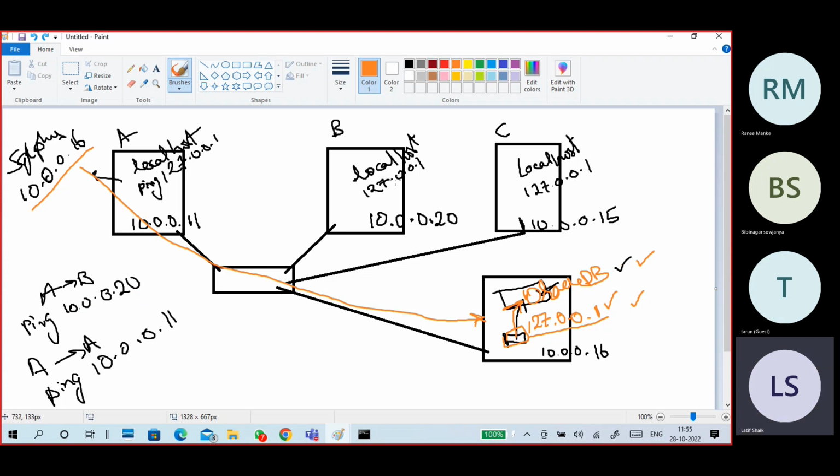Or B wants to send a packet to D, or B wants connectivity to D. So it will give the destination IP like this.